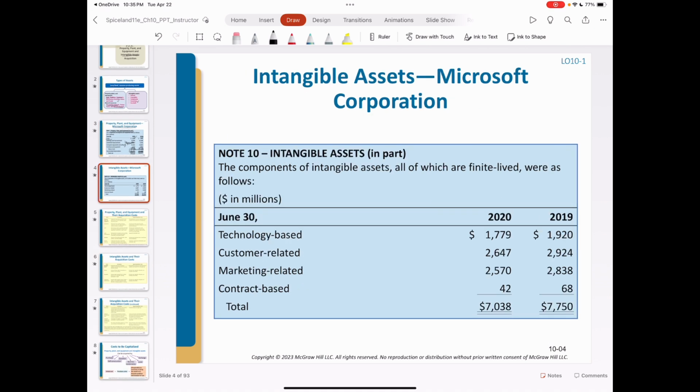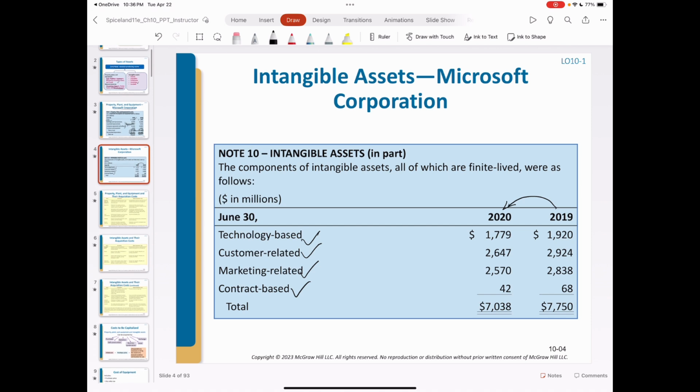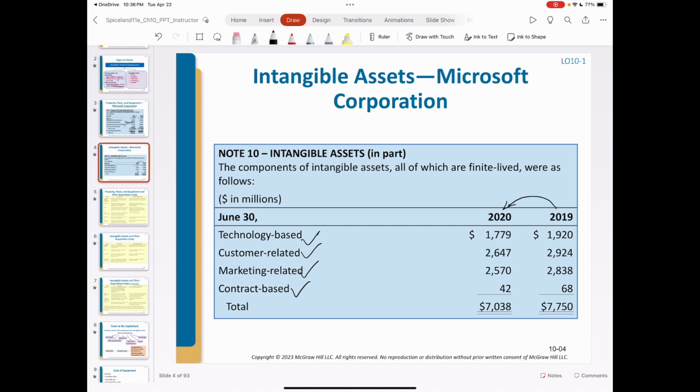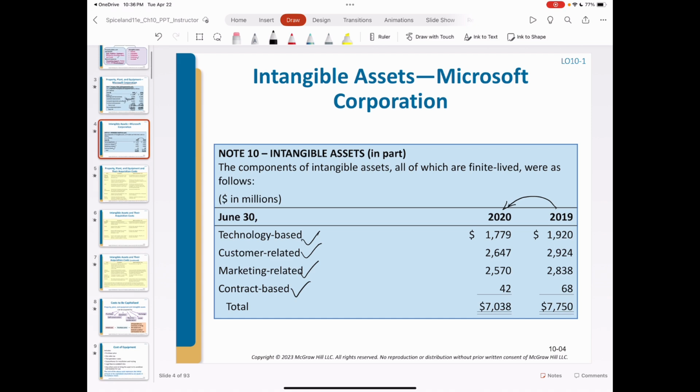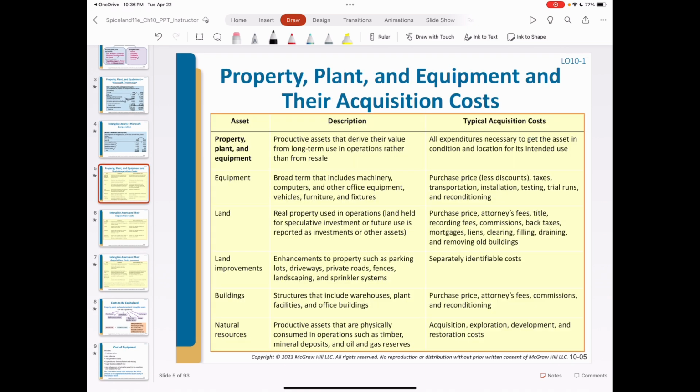In this note, also from Microsoft, it reports the details of the intangible assets. These intangible assets are classified as technology-based, customer-based, marketing-based, and contract-based. We can also compare the balance of 2 years to see the change of each account or each asset. In the following slides, the table shows us the type of assets, the descriptions, and their typical acquisition cost.